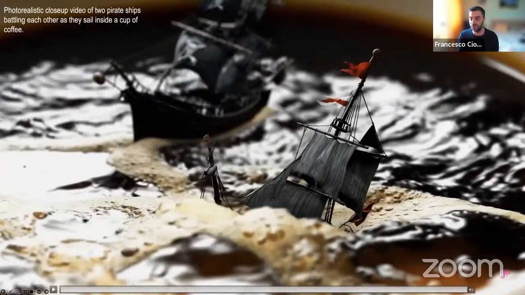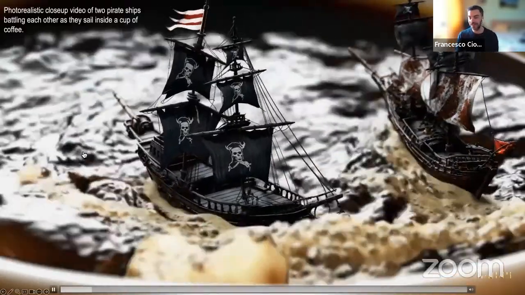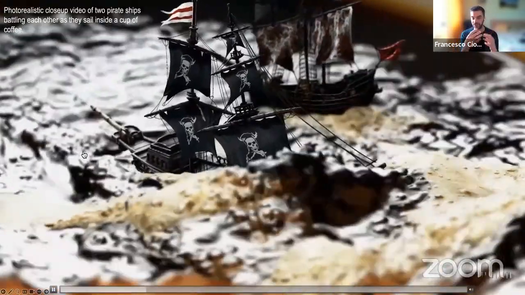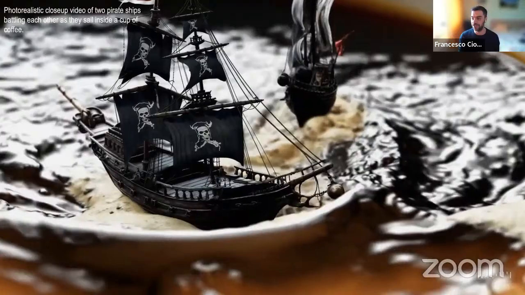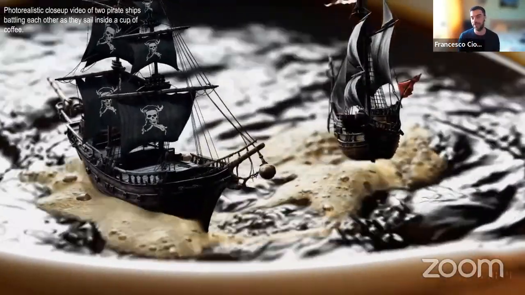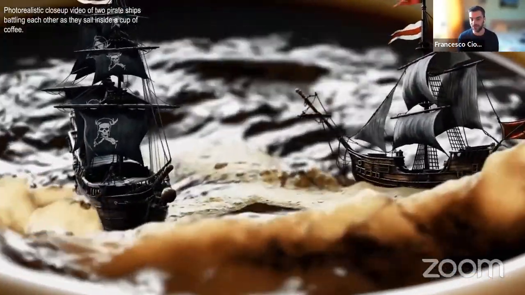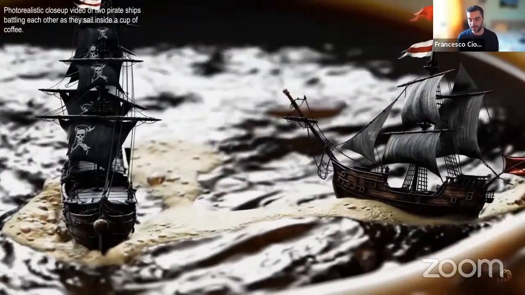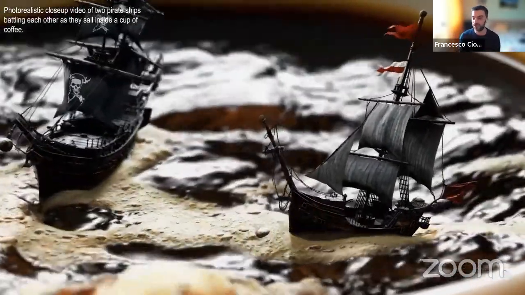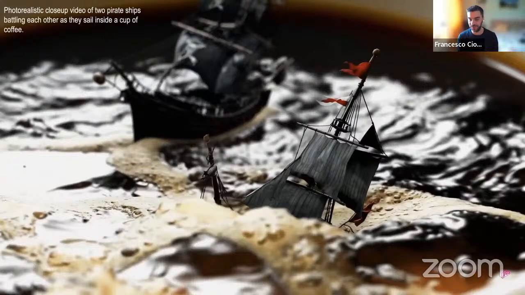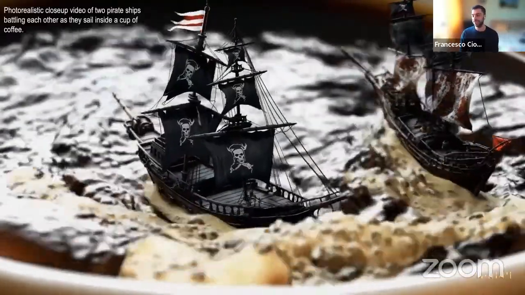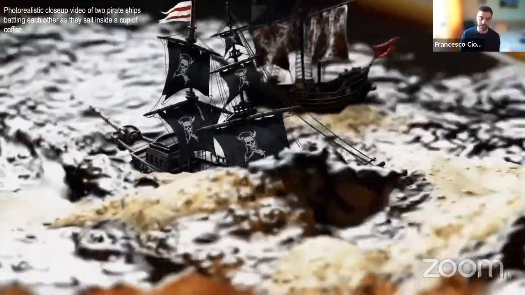And I like the cup of coffee very much because I play it again because I like it very much. You see the physics, also the dynamics of the fluid. I think it's really impressive how this system has generated this from scratch. I don't think it's overfitted on a video that you find on YouTube or something, because it's probably difficult to find these ships battling in a cup of coffee. So this is a bit the level of technology that we have these days.